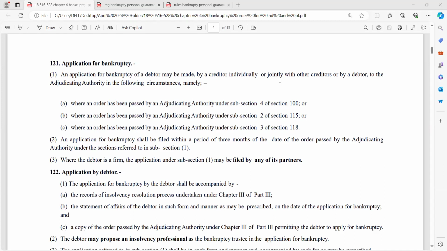Now where the debtor is a firm, the application under subsection 1 may be filed by any of its partners. So this is different. In case of insolvency, whether a single partner can file the application for insolvency? No, jointly or by majority. Yes, but here it is any of its partners. So here there is a difference. That is why I have highlighted this. Section 121.